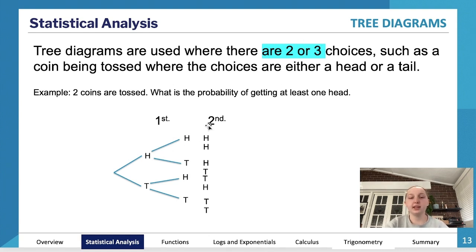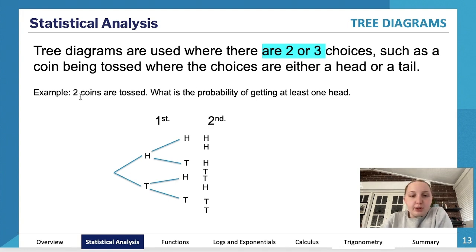But you can do it when there's lots and lots of steps. So like first step, second step, third step, fourth step. So it doesn't really matter how many steps there are. And I mean, you could use it if there are a lot of choices. It just gets a lot messier when there are choices. So it's simpler to do when there's only 2 or 3.